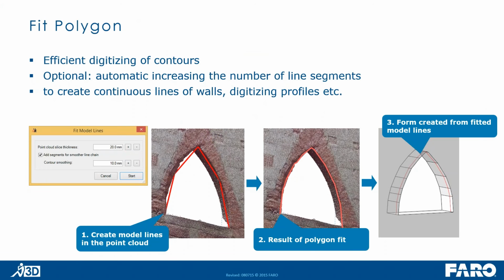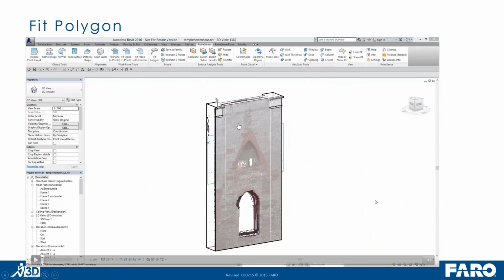Another way to create model lines, to use these model lines for further detailing, is the new Fit Polygons tool. This is a tool where you start with some model lines in your point cloud, and then the software will fit these model lines into the point cloud, and you can use the lines to create other models. This is also shown here in this short video.